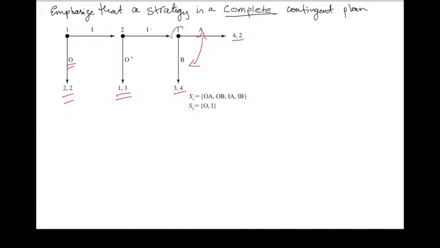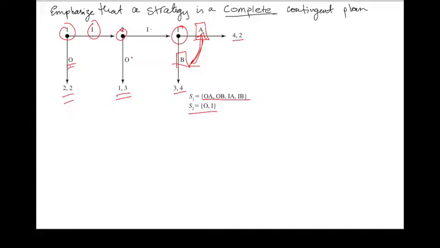Because player 1 moves in two different information sets, a complete contingent plan would tell us what he does in each of these. So here he could play either O or I, and here he could play either A or B. And that's why we have these four strategies here. OA, OB, so he plays O here, and there are two different things he could do here. Or he could play I here, and there are two different things he could do here. Player 2, on the other hand, only has one information set and two actions at that information set. And so those are the two strategies for player 2.